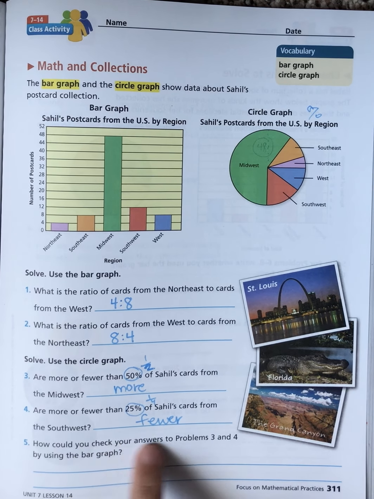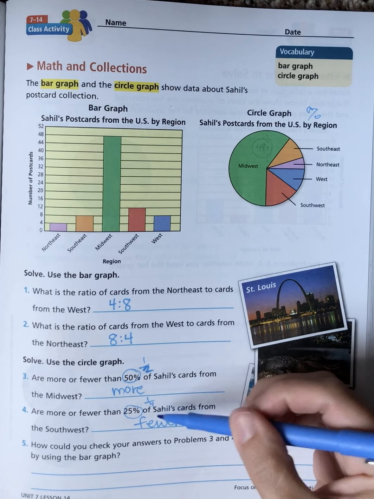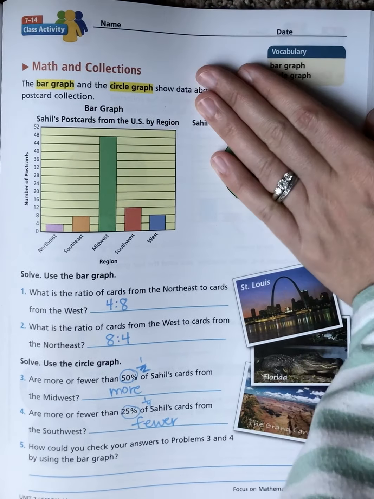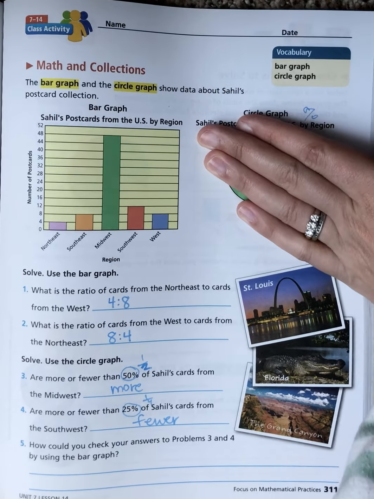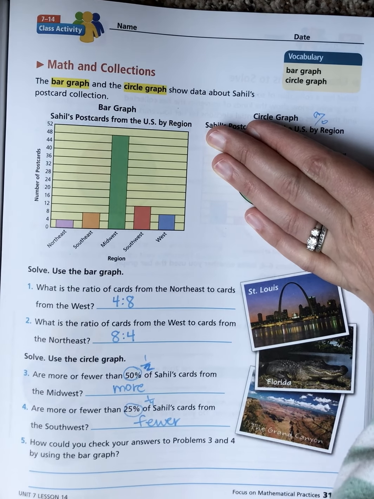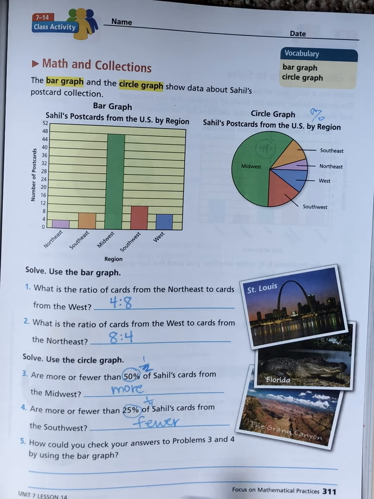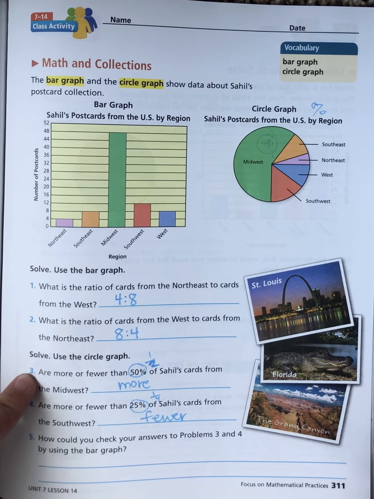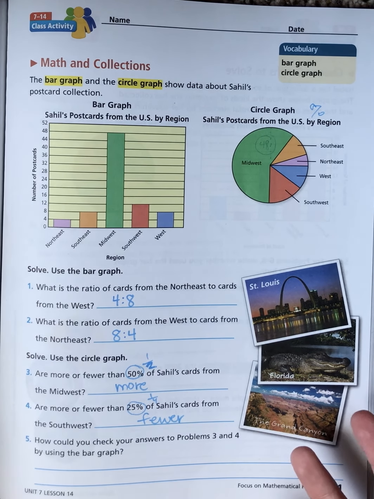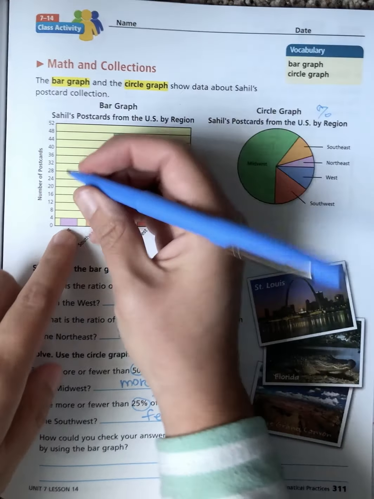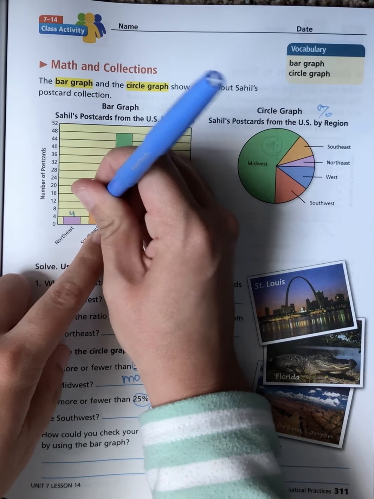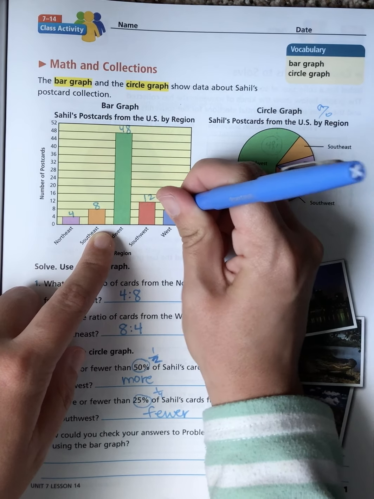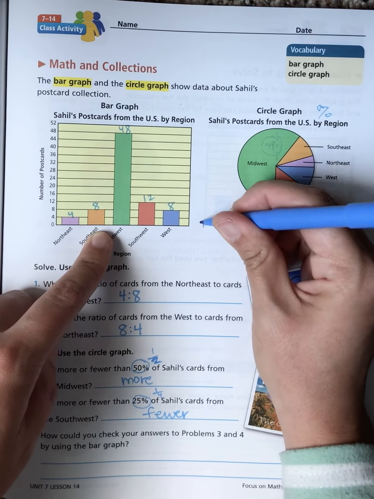Now the next question says, how could you check your answers to problems 3 and 4, the ones we just did, by using the bar graph? Well, if we did not have this information here, if we didn't have the picture, it would be a lot trickier to be able to tell if more or less was 50% or 25%. We would have to actually crunch some numbers. So if we wanted to use the bar graph for number 3, first you would have to figure out, well, what is 50% of all the cards? Well, I don't know how many cards there are till I add them up. So I need to add them up. I have 4, 8, 48, 12, and 8. So I need to add to find my total.